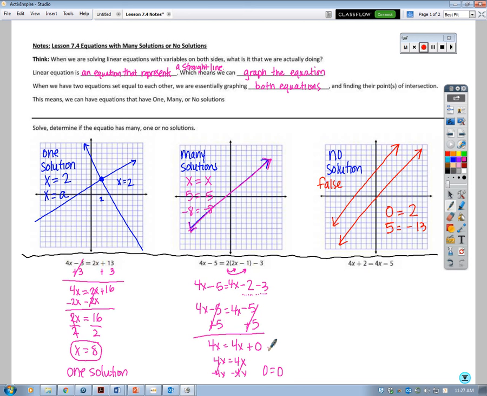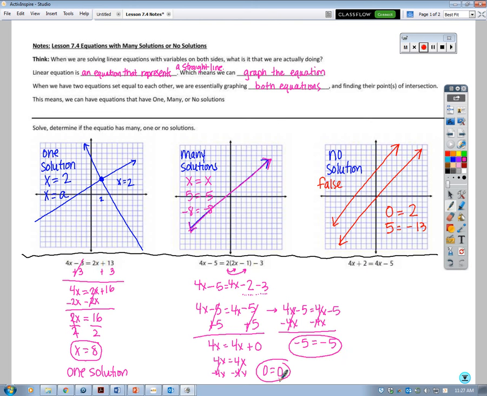Now, I'm just going to take a little tangent, and let's just say that instead of moving my constants, I decided to move my variables first. So I'm just going to rewrite this over here. 4x minus 5 equals 4x minus 5. Let's say I decide to move my variables first. So I'm going to minus 4x and minus 4x. So those cancel out on both sides now. And now I have negative 5 equals negative 5. So again, I have another true statement.